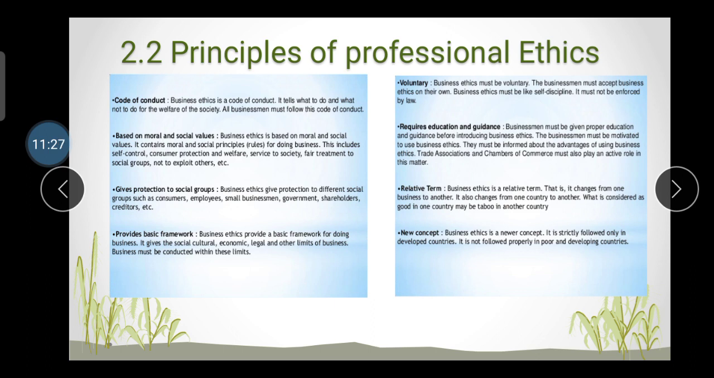What are the social rules and regulations? You should follow them. Okay. Sometimes some businesses have to do CSR activities, corporate social responsibility, for their society. Why? Because this type of welfare activity is done only for their professional ethics.